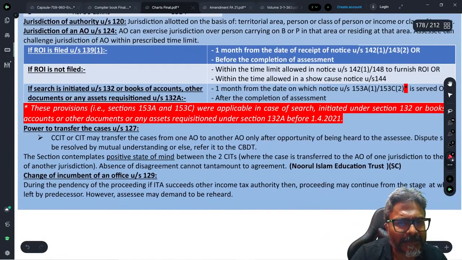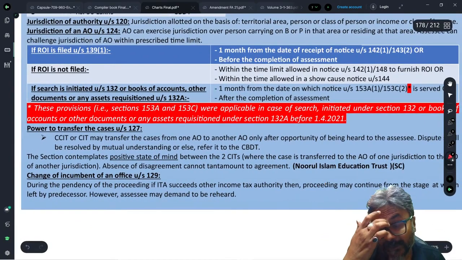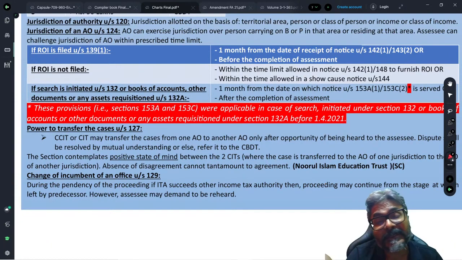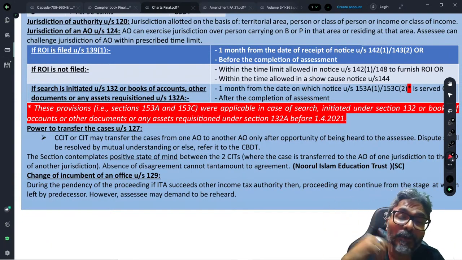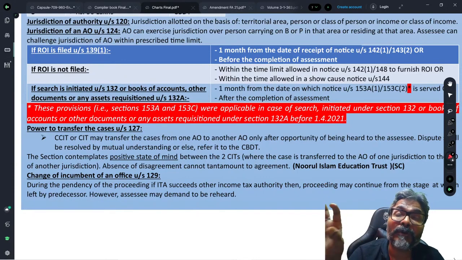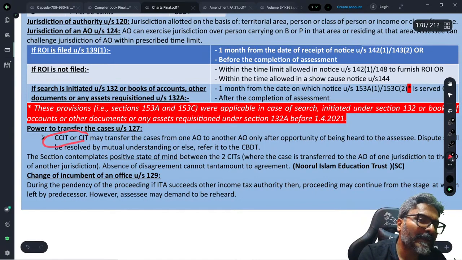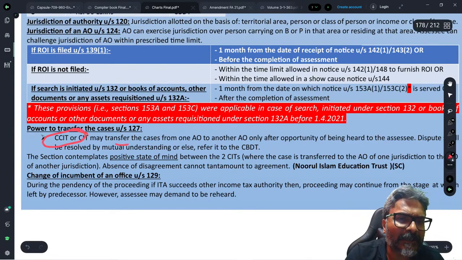wait for a minute. You cannot do it because you don't know what to do. Let me do one thing. Let me transfer the case from you, the AO, to another AO who has got a good knowledge about the stockbroker's case. So the CIT has got this particular power: he can transfer the case from one AO to another AO.